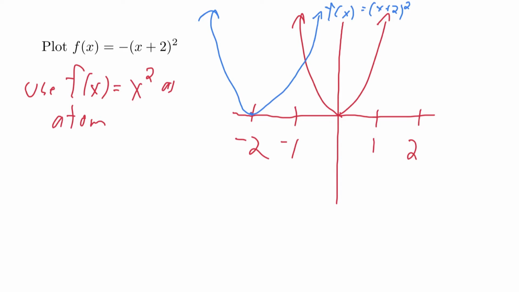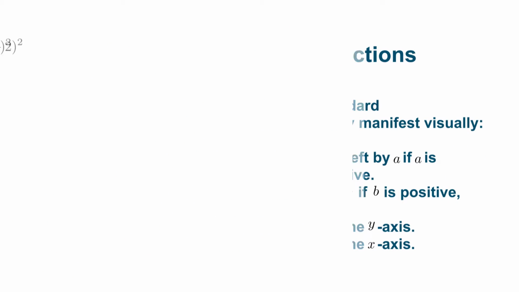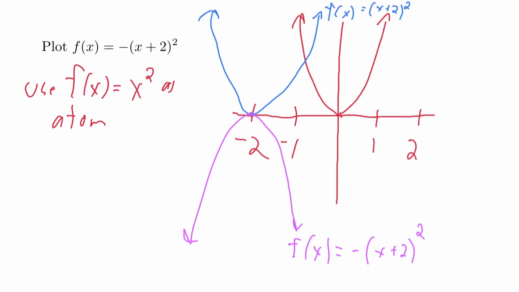And now I'll apply the negative sign. So it's on the outside, which means I flip over the x-axis. And here is what I'm looking for: f of x equals negative x plus 2 squared.